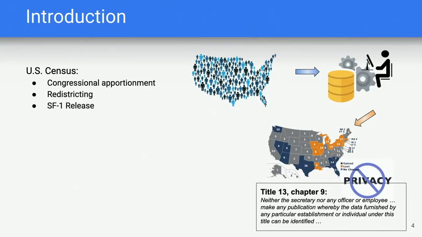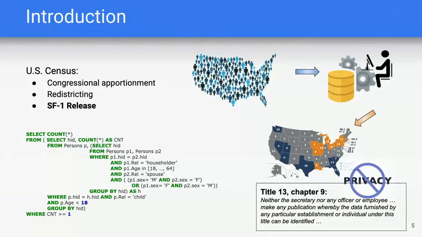Okay, we'll take one example, which is the US Census. They do the decennial census every 10 years. And they collect data from every person, and then they have different data products. Based on this data, we can have congressional apportionment, redistricting, and so forth. But for this data, there is always the risk of privacy, but specifically for the census, this is also encoded in legislation that the data release needs to satisfy certain privacy guarantees.